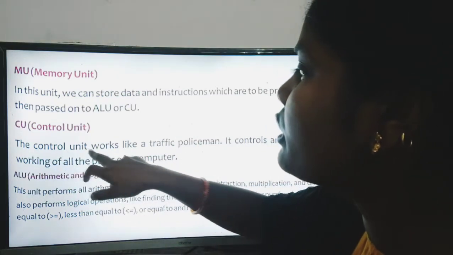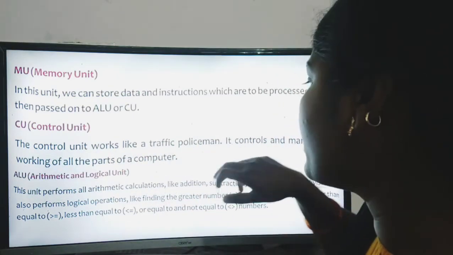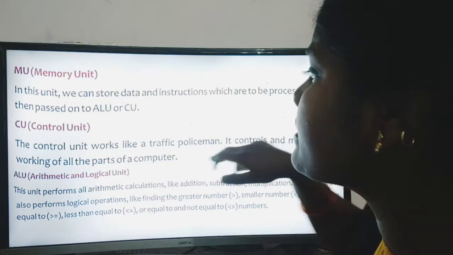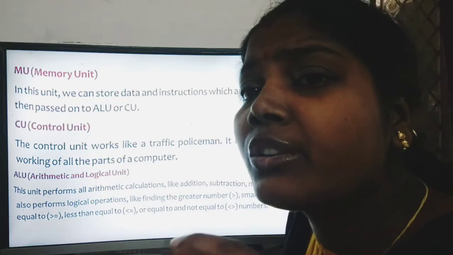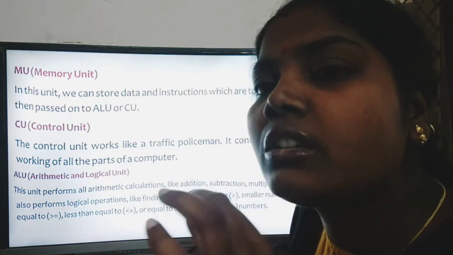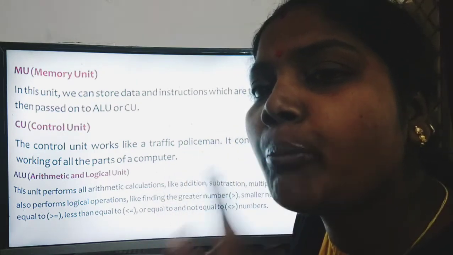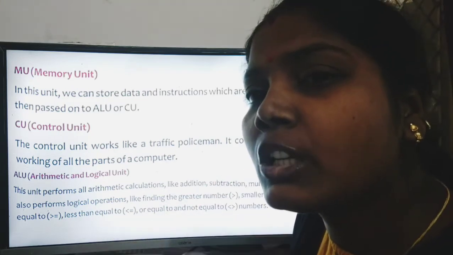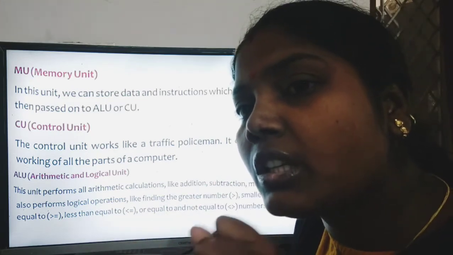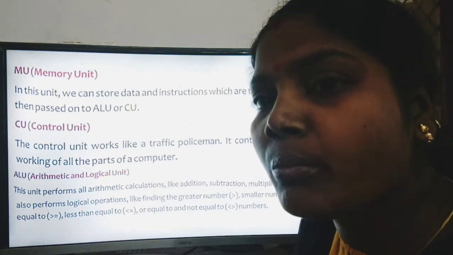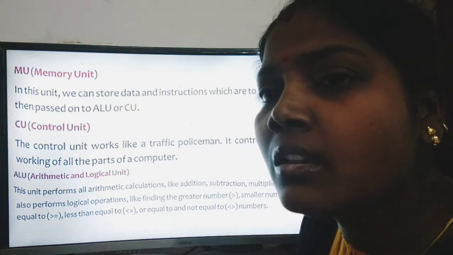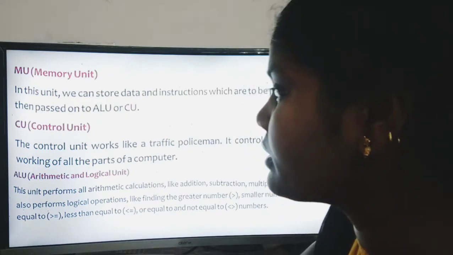The control unit works like a traffic policeman. It controls and manages the working of the parts of the computer. The control unit has a link to each and every part of a computer, so it has control power. It should work normally. If it doesn't work normally, then the computer has a problem.